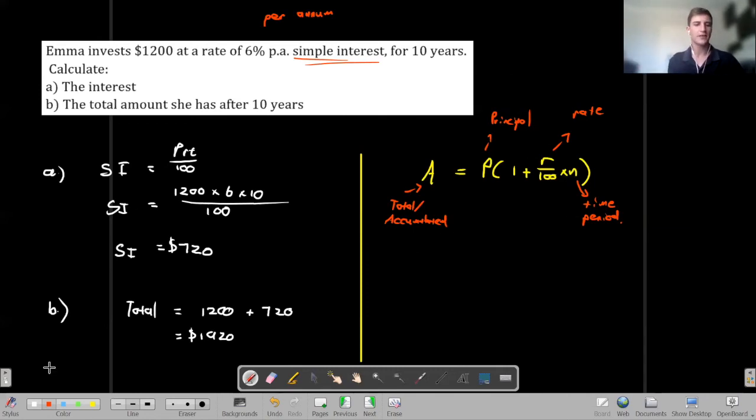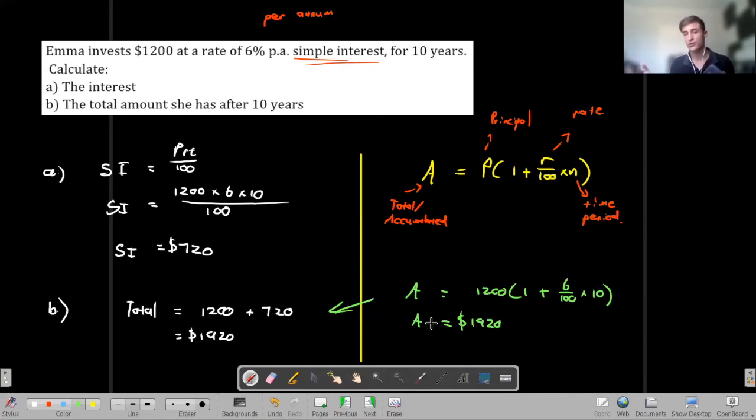Okay, so let me use it for this question. So A is equal to my principal, which is 1,200, times 1 plus the rate, which is 6%, so this is 6 over 100, times my time period, which is 10. If you put this into your calculator, you will directly get to this total amount. Let's just quickly prove that we can use it. So that's 1 plus 6 over 100 times 10. Okay, and there we go. We have 1,920. So that's a formula to calculate your total amount and not just your simple interest. Okay, cool stuff. Moving on.